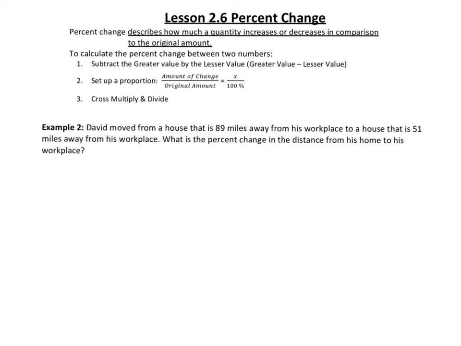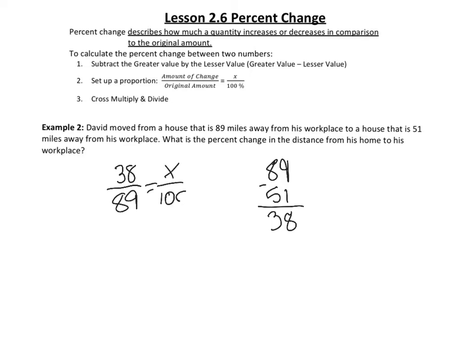All right, here's our second example. David moved from a house that is 89 miles away from his workplace to a house that is 51 miles away from his workplace. What is the percent change in the distance from his home to his workplace? So the first step is to subtract the greater value by the lesser value. The greater value is 89. The lesser value is 51. 9 minus 1 is 8. 8 minus 5 is 3. So that's our amount of change. Remember, the amount of change goes on top over our original amount. We started at 89.